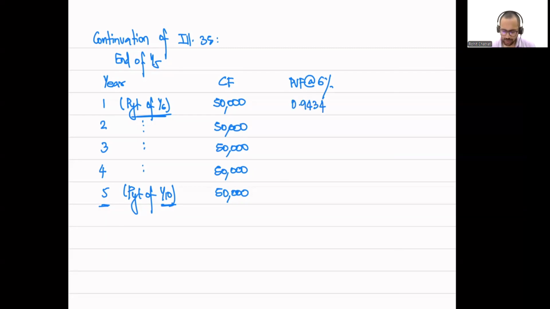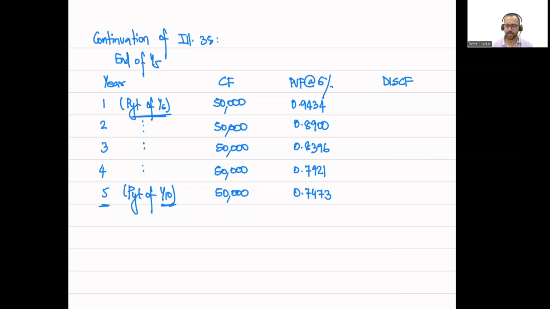It would be equal to 0.9434, 0.8900, 0.8396, 0.7921, and 0.7473. We have present value factors calculated at 6 percentage, and I have discounted the cash flows.